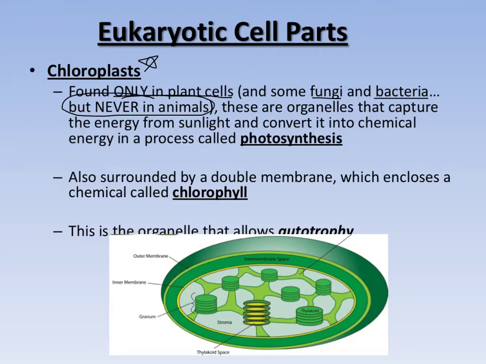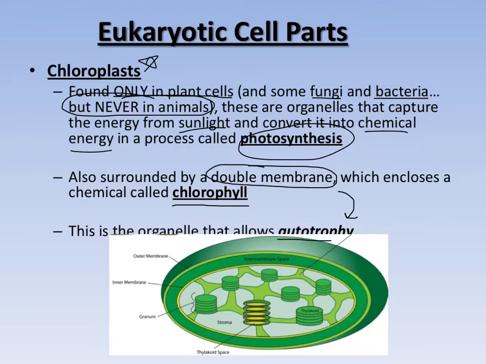And a chloroplast is the organelle that captures energy from sunlight and turns it into chemical energy for the cell via the process of photosynthesis. So chloroplast is where photosynthesis happens. These are green structures because they contain a chemical called chlorophyll, which is green in color. They also have a double membrane, sort of like the mitochondrion on the last slide. And this organelle performs, I'm sorry, it's kind of cut off, autotrophy, right? So this is what makes you a producer, is if you have chloroplasts.